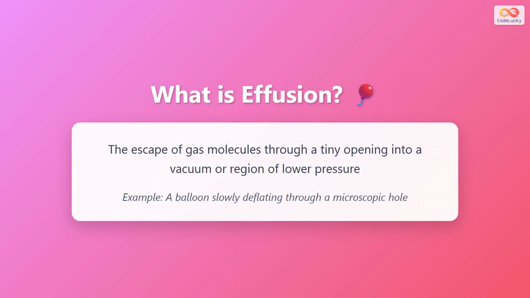Let's start by understanding what effusion means. Effusion is the escape of gas molecules through a tiny opening into a vacuum or a region of lower pressure. Imagine a balloon with a microscopic hole in it. Over time, the gas molecules inside the balloon escape through that tiny hole, and the balloon slowly deflates. This process of gas molecules squeezing through a small opening is called effusion. The key point here is that the gas moves from high pressure to low pressure through a very small aperture.